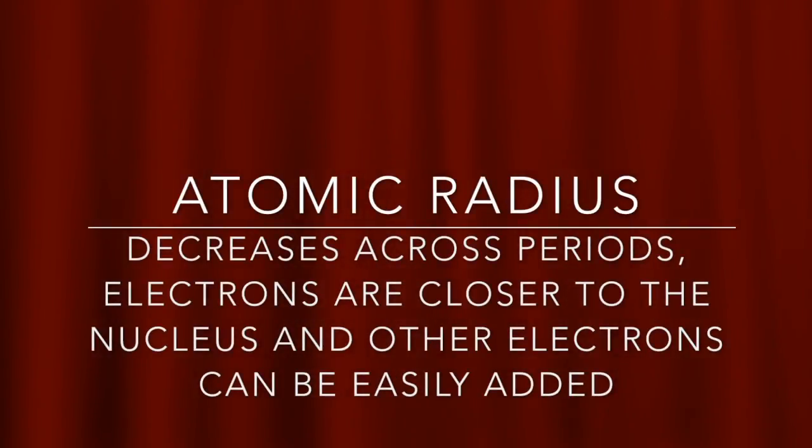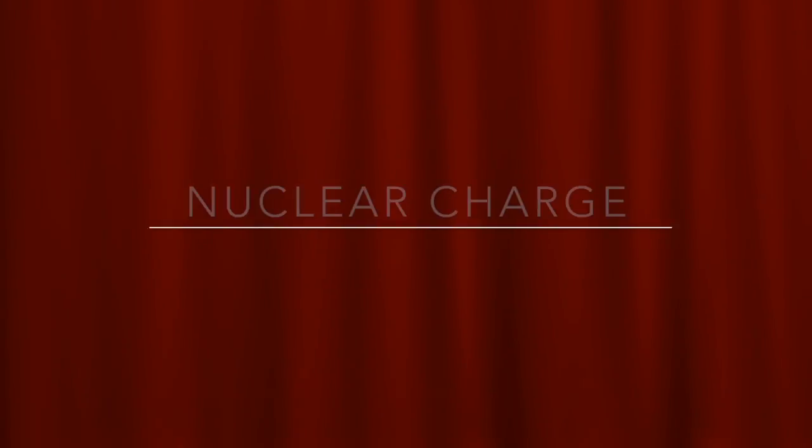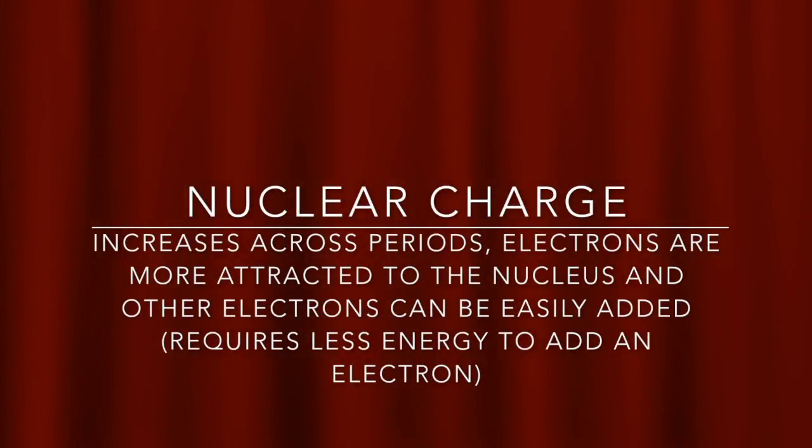Electron affinity increases across periods because atomic radius decreases, which means electrons are closer to the nucleus and another electron is easily added. Also, the increasing nuclear charge across periods means that an electron is more affected by its attraction to the nucleus and requires less energy to add, thus increasing electron affinity.